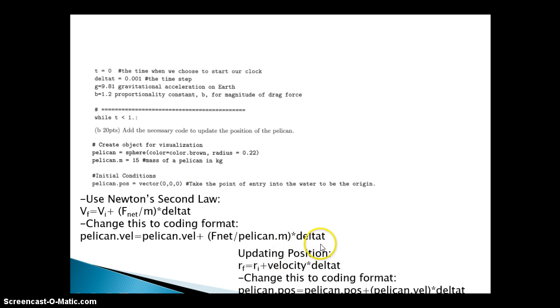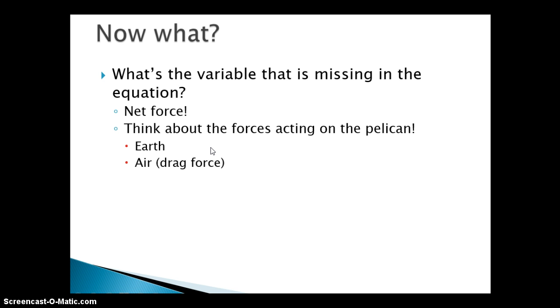But now we have to update the position. You know the final position is equal to the initial position plus velocity times delta t. Now we have to change this into coding. So we know pelican.pos equals pelican.pos plus pelican.vel times delta t. And we know pelican.vel right here based on right here. So we have to put both of these equations into the coding program in order to get the right answer. After looking at the equations, we have to figure out what is missing. We know the mass, we know the initial velocity is 0 because it starts from rest. So we're missing net force.